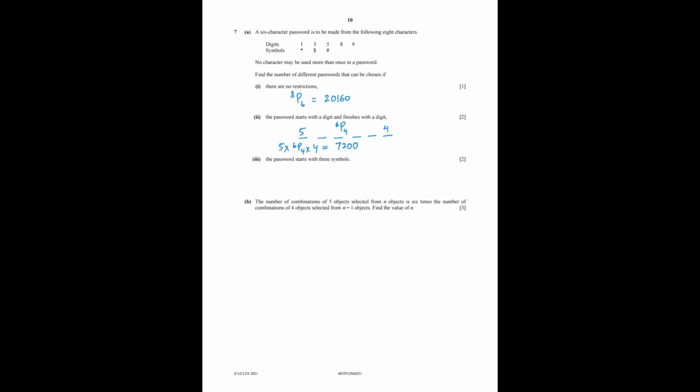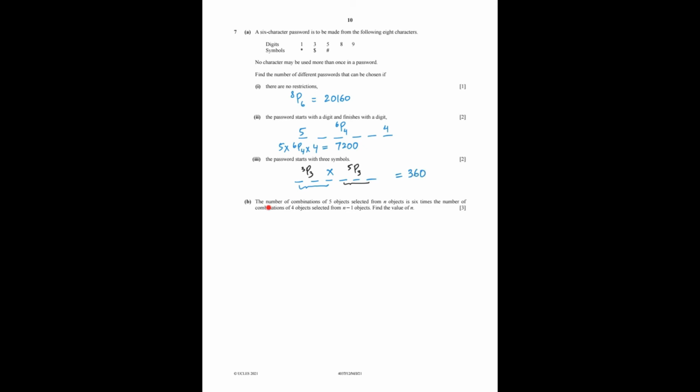In the next part it says the password starts with 3 symbols. Alright, so we have 6 characters, 1 2 3 4 5 6. The password starts with 3 symbols, that means the first 3 places have been occupied by the symbols. The remaining 3 places, right? Out of 8 characters, the 3 symbols have been used, so the leftover part is 5, and among those 5 we need to pick any 3. For the first 3 places it will be 3 permutation 3, so you can say it's 3P3 times 5P3, which equals 360.